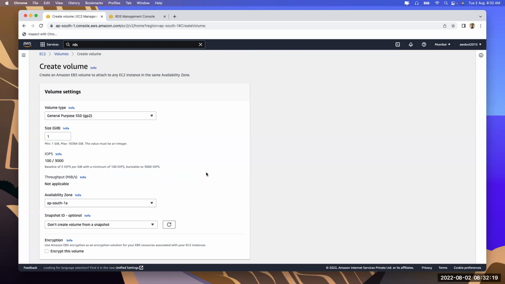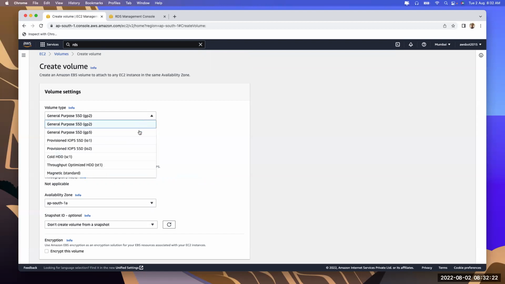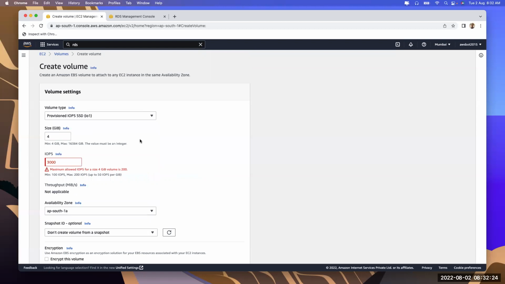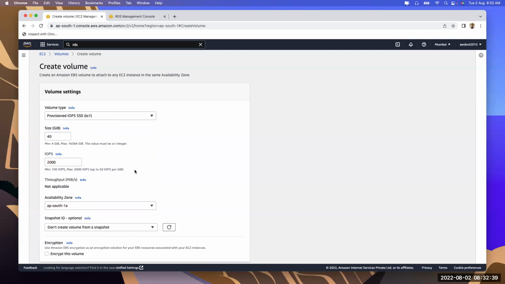So how will you get that? The answer is via IO1. This is also known as provisioned IOPS. The only thing is, remember the ratio is 1:50. What do I mean? If you are going for 40 GB of storage, at max you can go for 2000 IOPS. Okay, now again you say I have to apply mathematics. No, mathematics is only for the maximum limit.